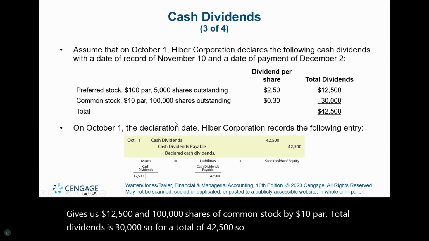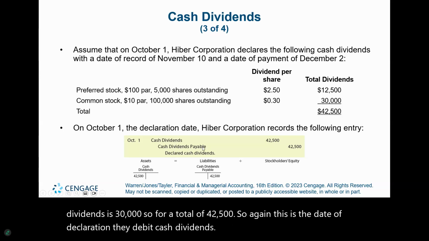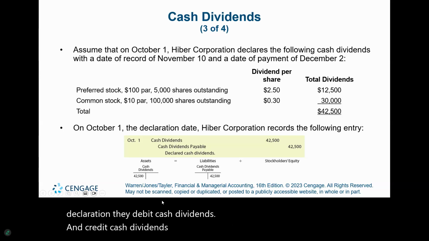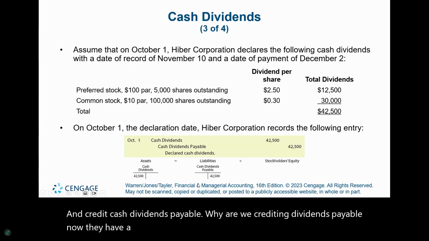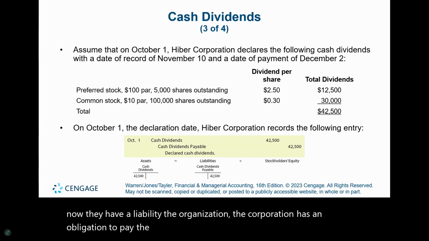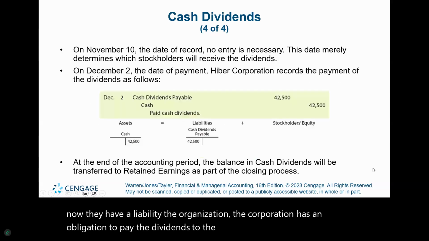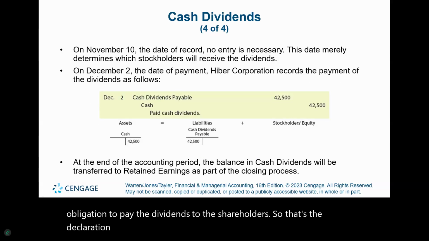So again, this is the date of declaration. They debit cash dividends and credit cash dividends payable. Why are we crediting dividends payable? Now they have a liability. The corporation has an obligation to pay the dividends to the shareholders. So that's the declaration date. On the date of record, there's no formal journal entry, right?